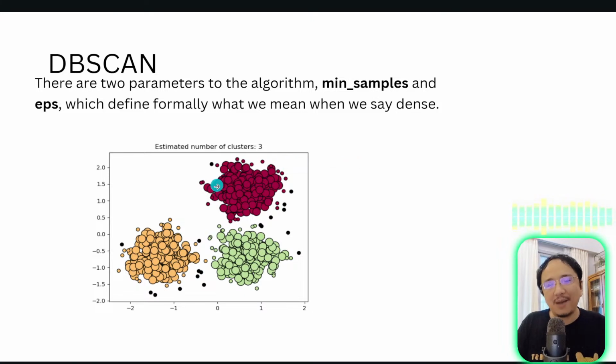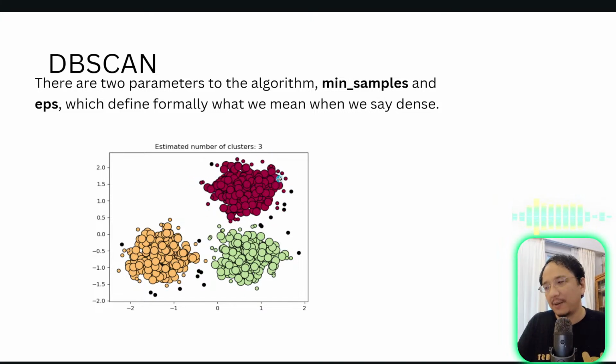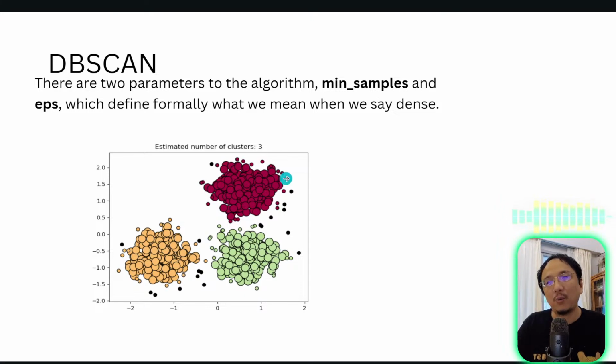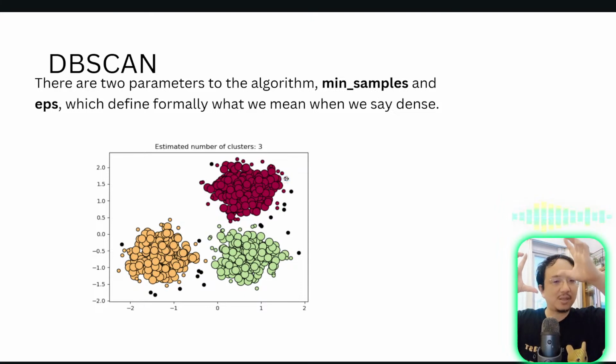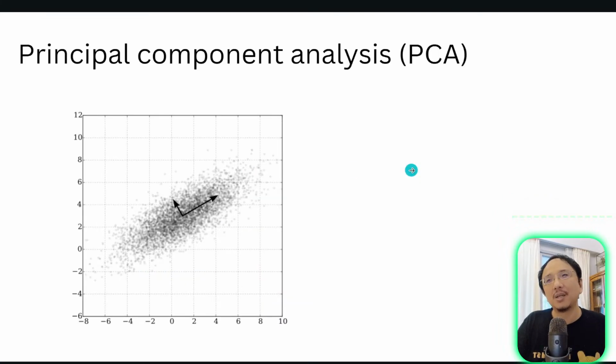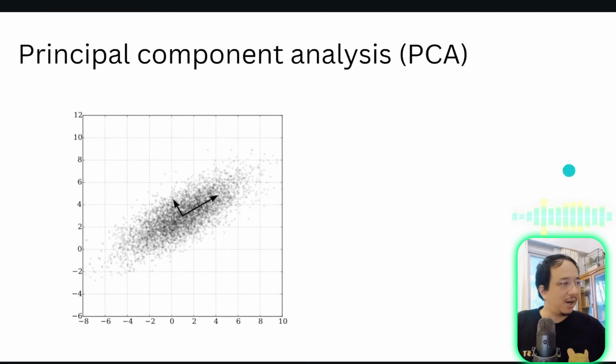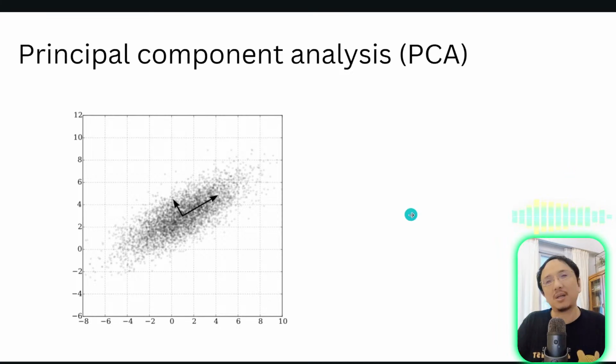And it doesn't have to have the spherical shape of the cluster like what k-means has. K-means always has spherical clusters because it uses distance. The distance is a spherical thing. Okay, so that is about the clustering.